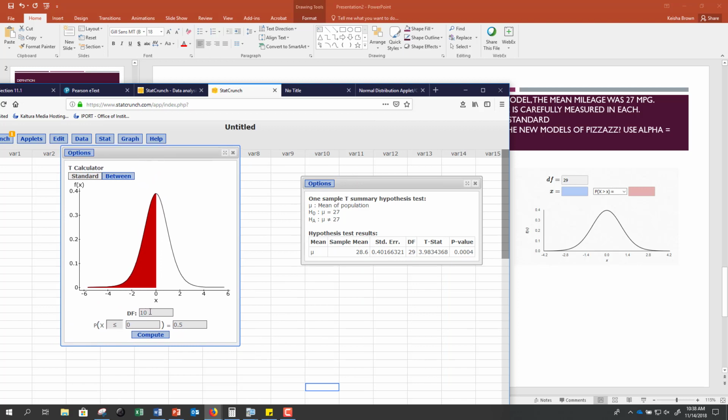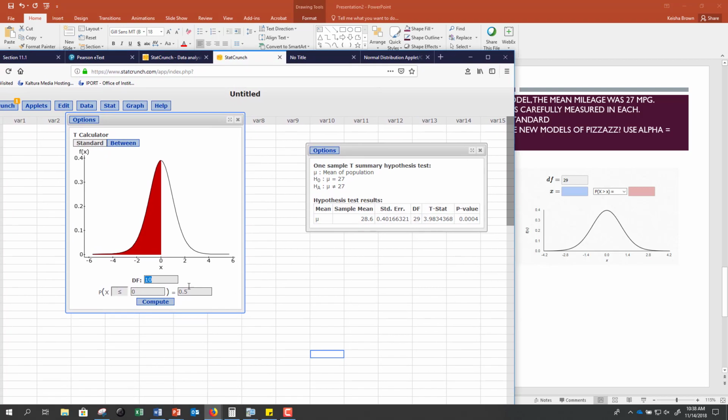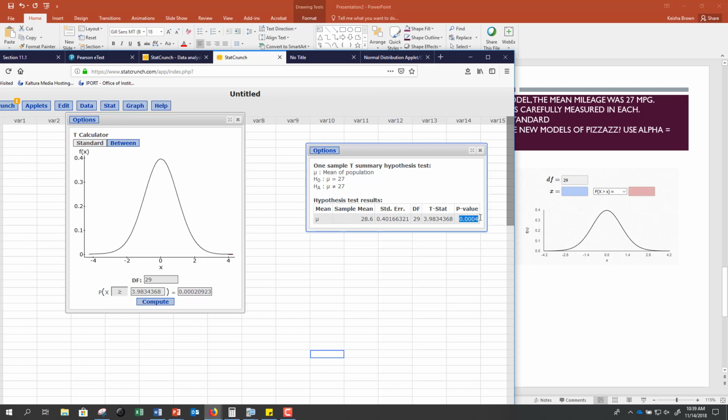Your d f is your degrees of freedom, and your degrees of freedom is your sample size minus 1. So you had 30 randomly selected pizzazzes, minus 1 gives you 29 degrees of freedom. And this is a two-tailed test, which means you're going to have to find the probability of getting your test statistic and something more extreme, and then multiplying it by 2 because it's a two-tailed test. So let's change this to greater than or equal to, and our test statistic 3.9834368. So here is our probability, and we need to multiply it by 2 because that's just the value on the right, and this is a two-tailed test, so you also have to make sure to multiply it to put it on the other side as well, and that's where your 0.004 comes from.